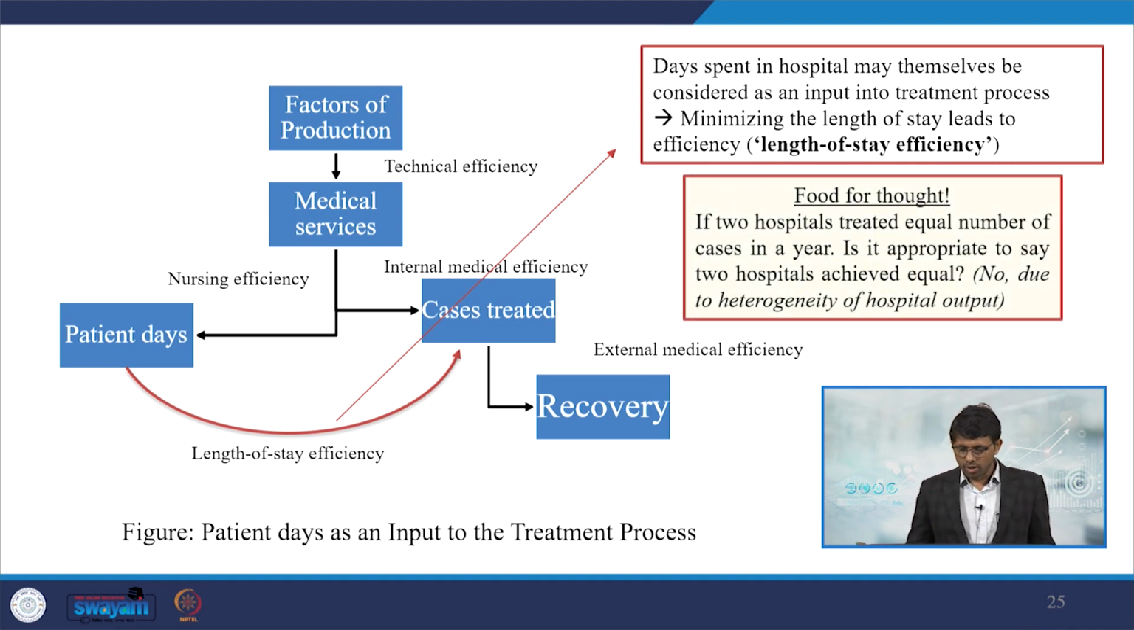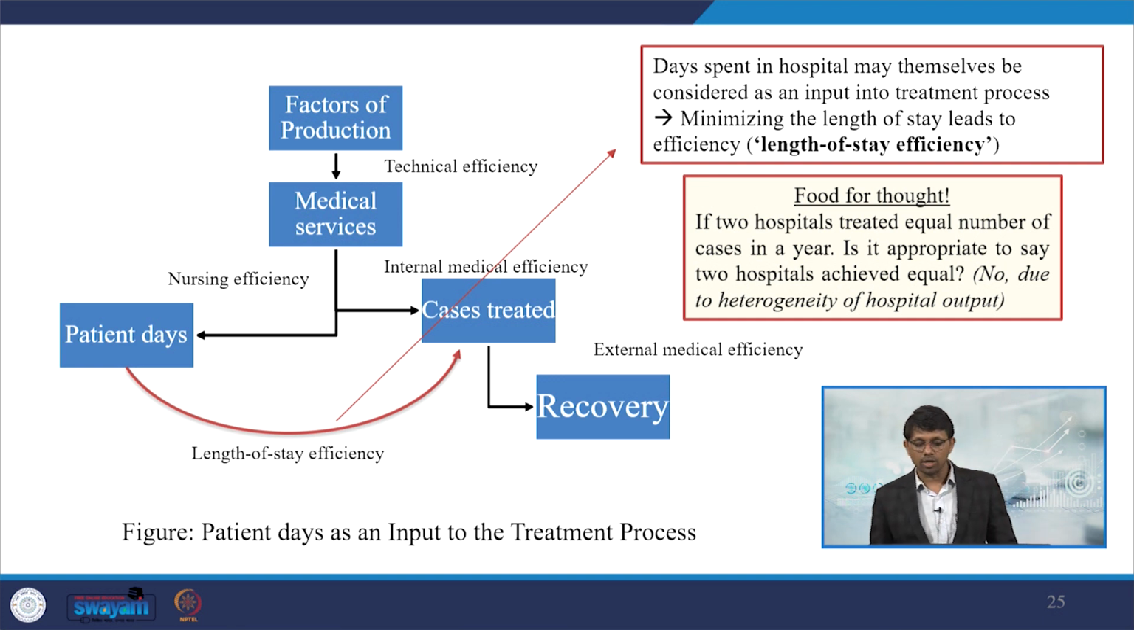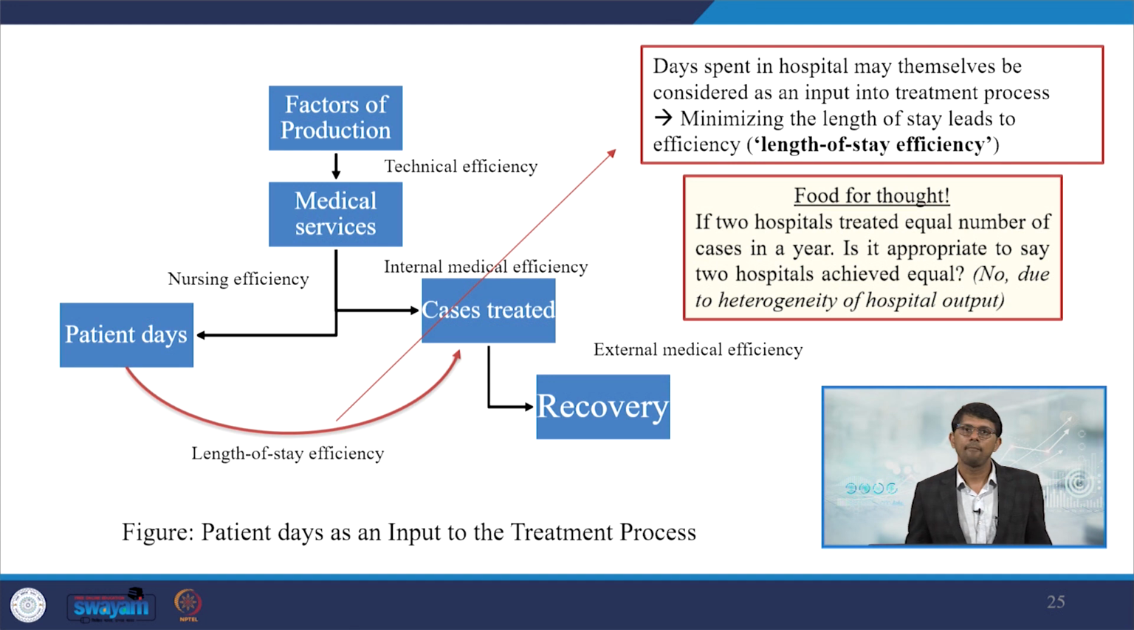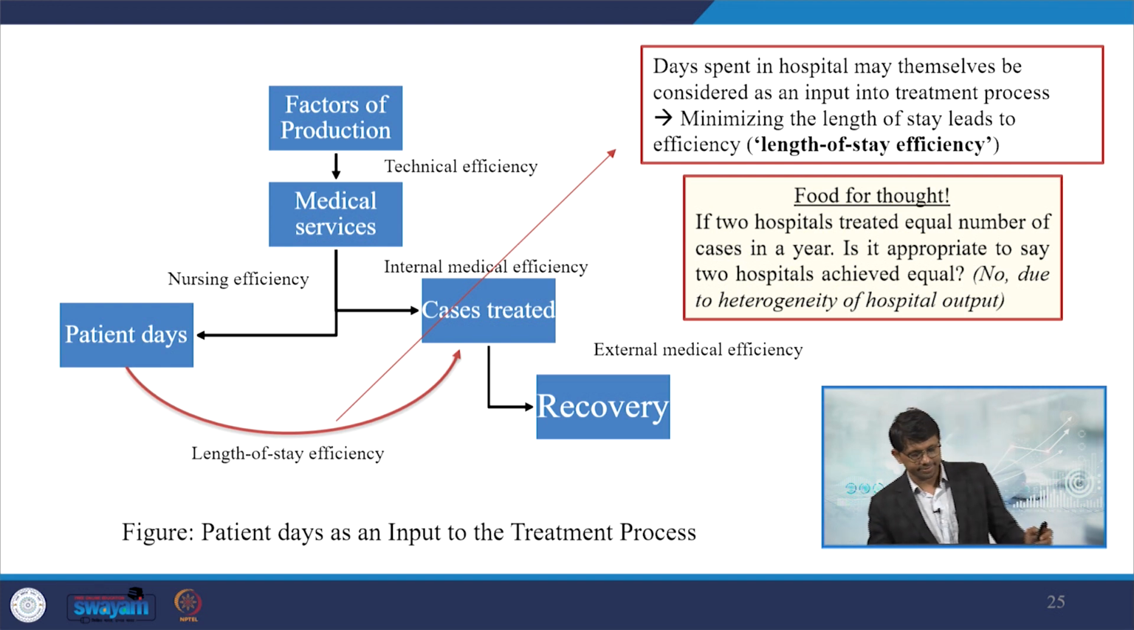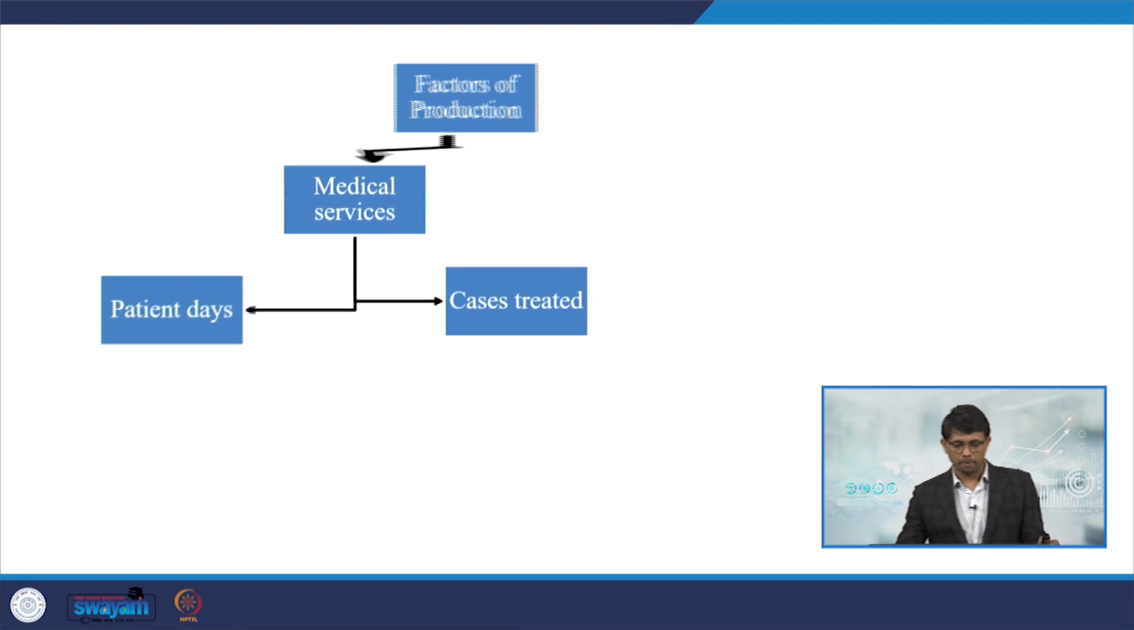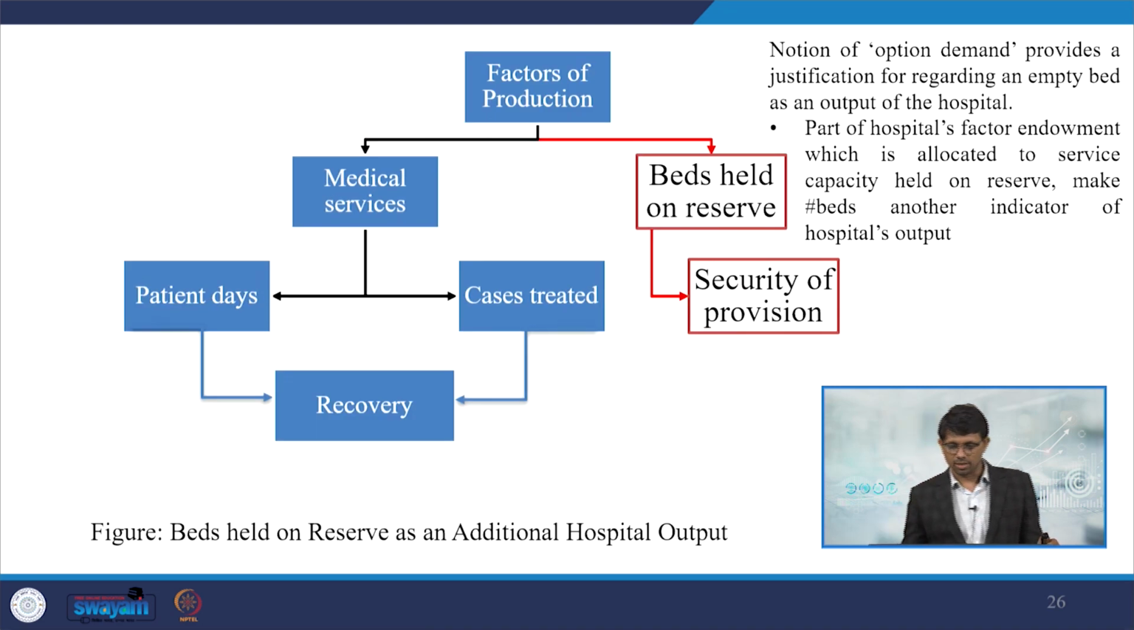One understanding is important to mention. If two hospitals treated an equal number of cases in a year, is it appropriate to say the two hospitals really achieved equal output? It is indeed no, because there occurs heterogeneity of output, that is services, hence they are not comparable. So, in that case the service categories are really different.